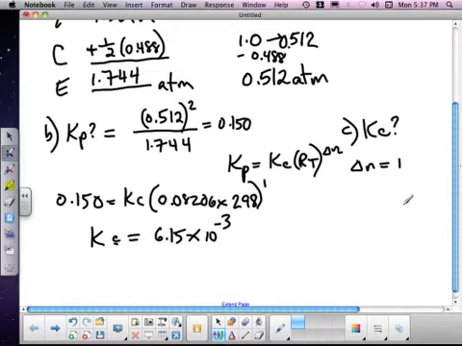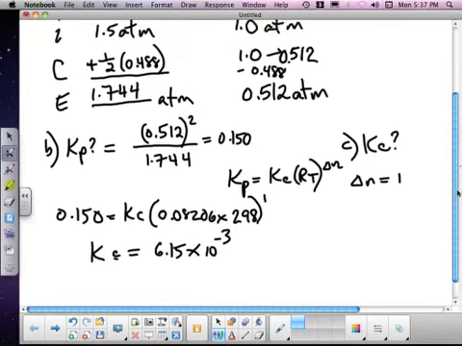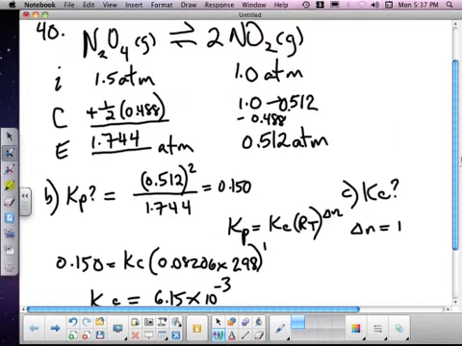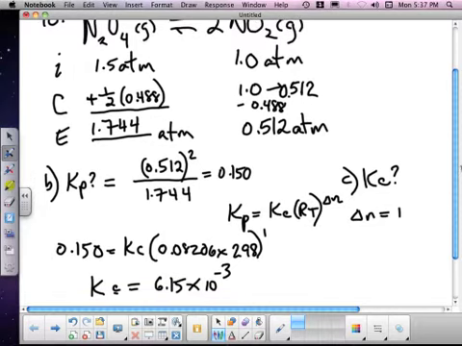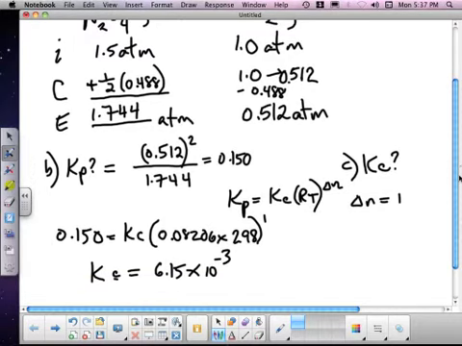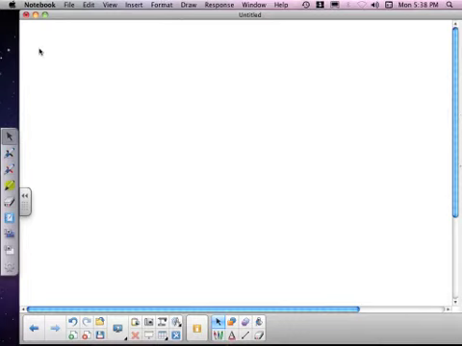So this is a pretty straightforward problem. You're given one of the equilibrium concentrations, and that enables you to get the other equilibrium concentrations, and you plug that in to get your K. All right, we're going to do number 44 next.